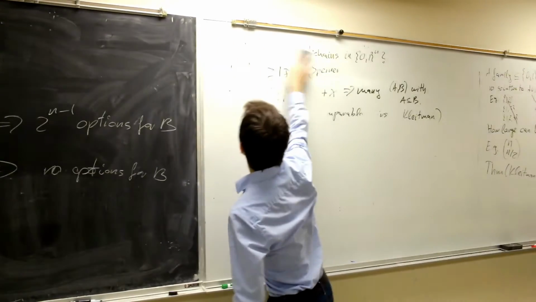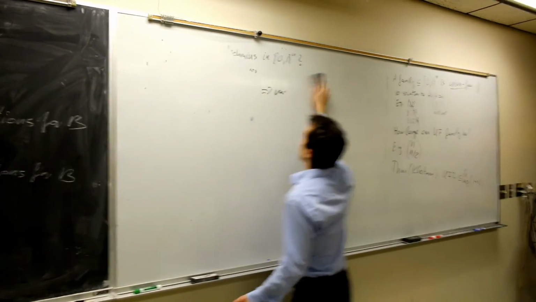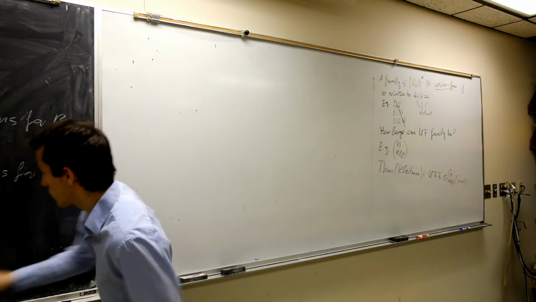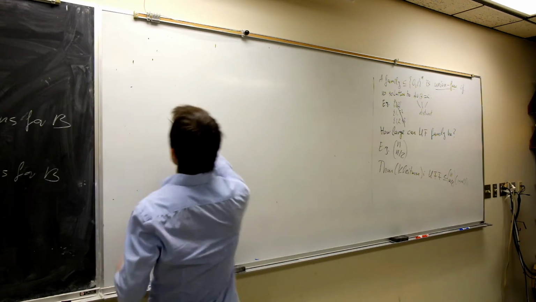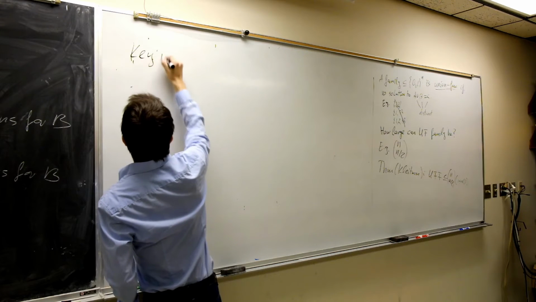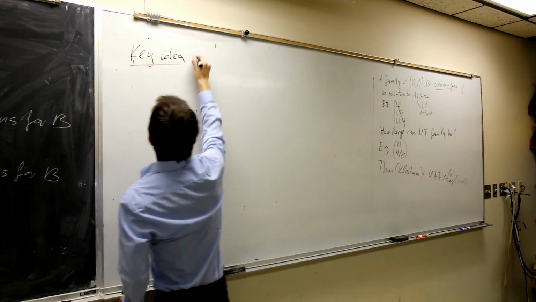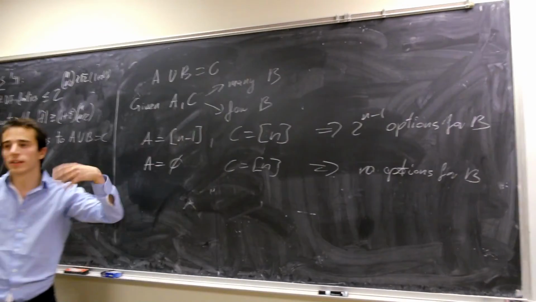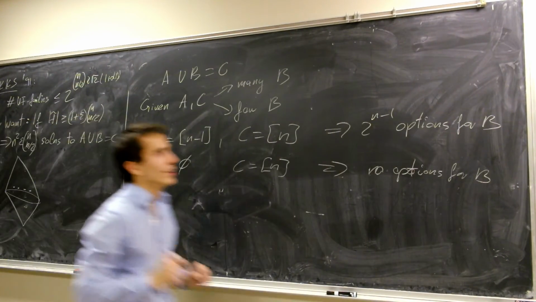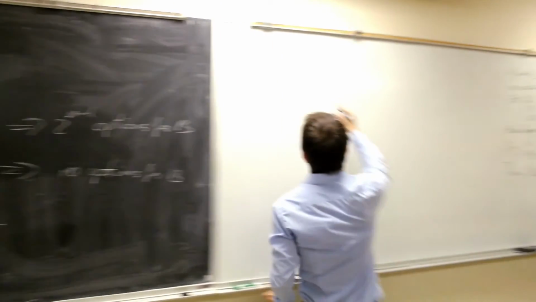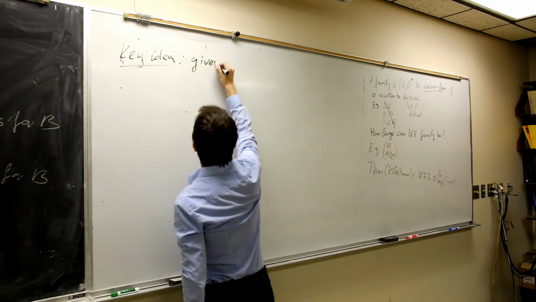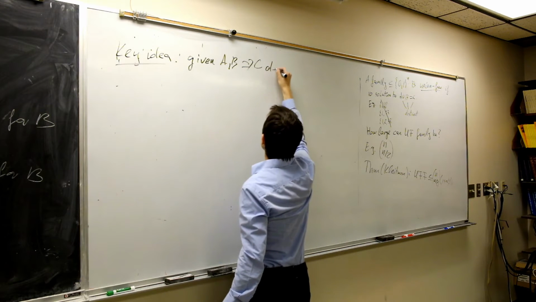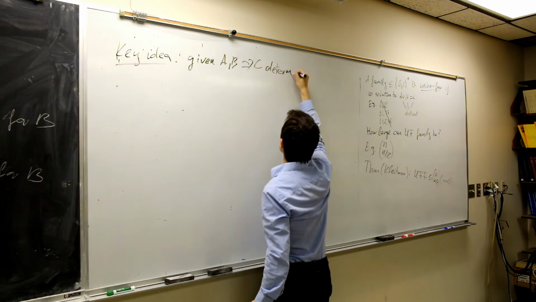So the key observation was the following. Here's the key idea, which will sound very stupid: even though if someone tells you A and C, there could be many or few options for B, the other way around it doesn't work. So given A and B, C is determined. So there is at most one option for C.